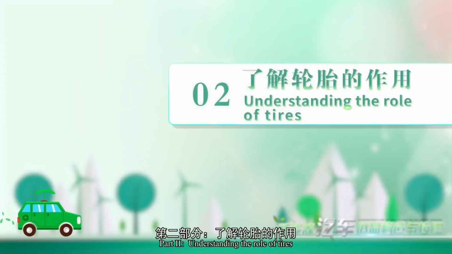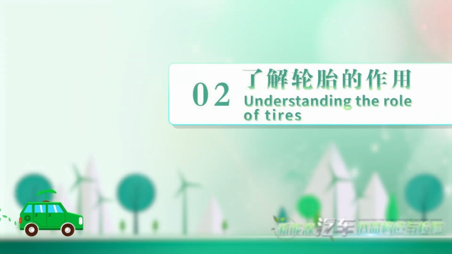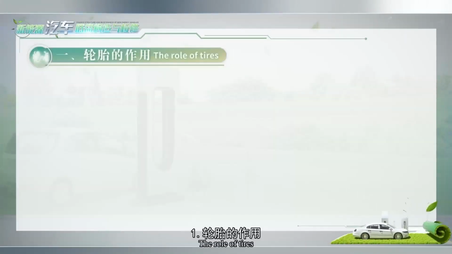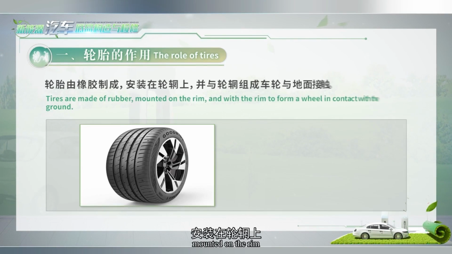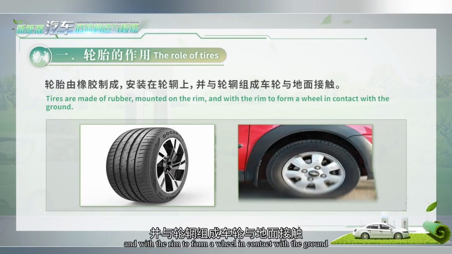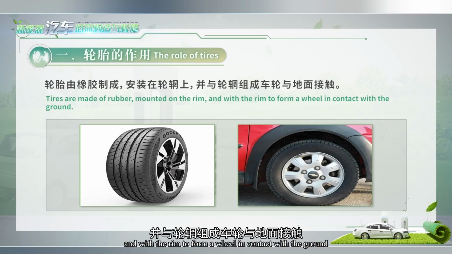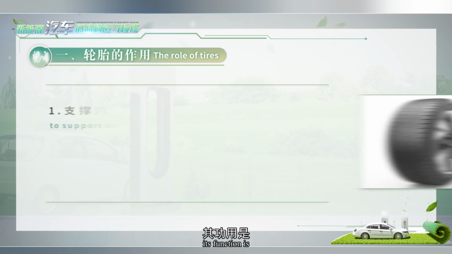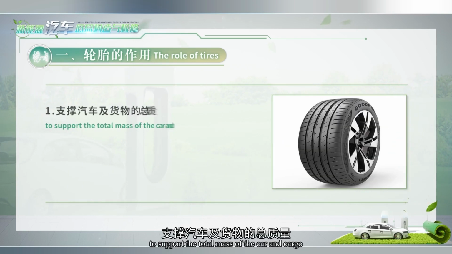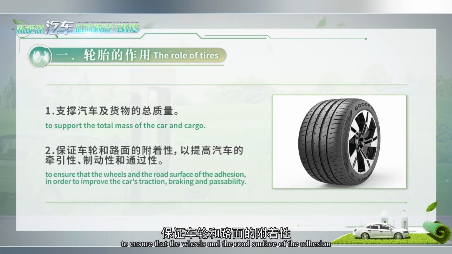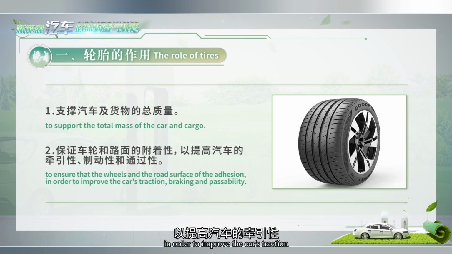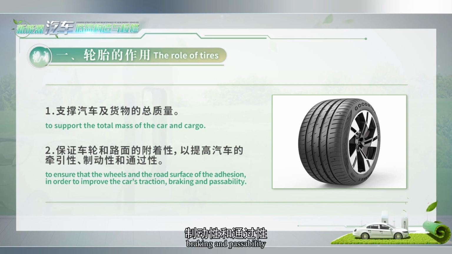Part 2. Understanding the role of tires. 1. The role of tires. Tires are made of rubber mounted on the rim and with the rim to form a wheel in contact with the ground. Its function is to support the total mass of the car and cargo to ensure that the wheels and the road surface of the adhesion in order to improve the car's traction, braking, and passability.